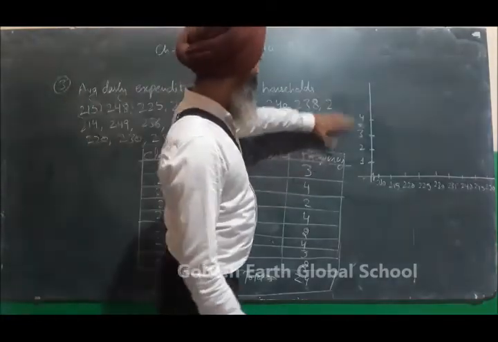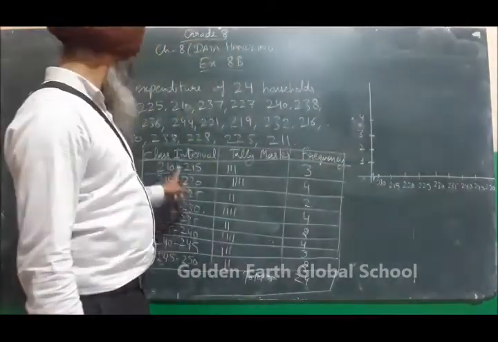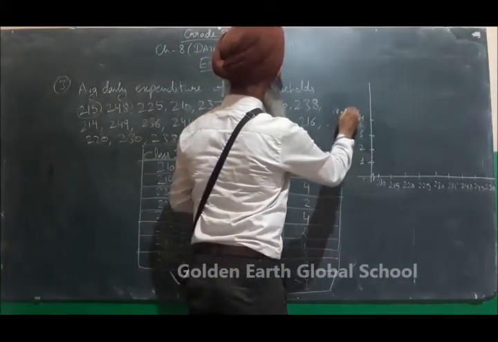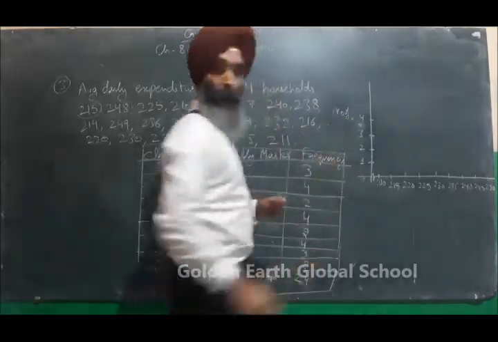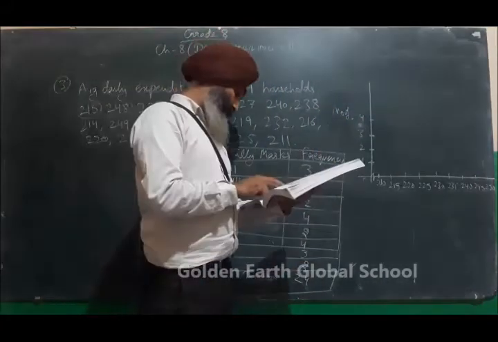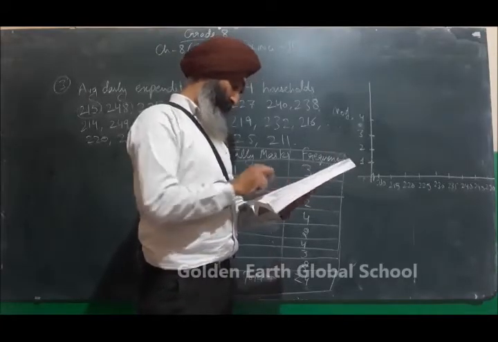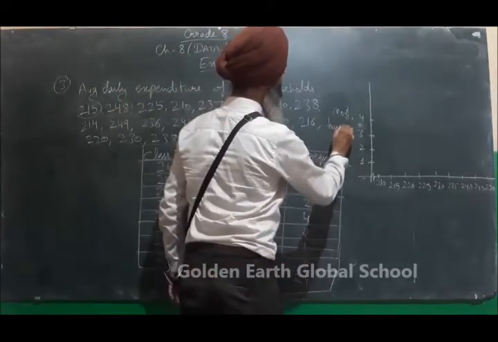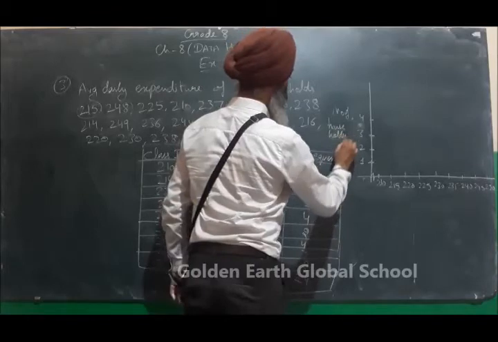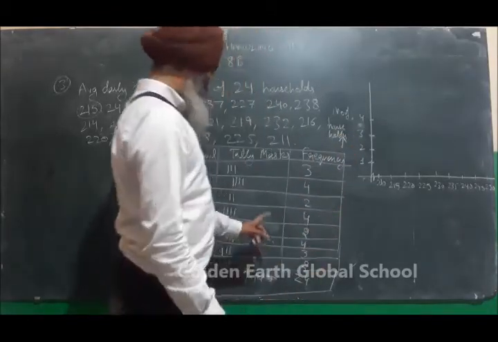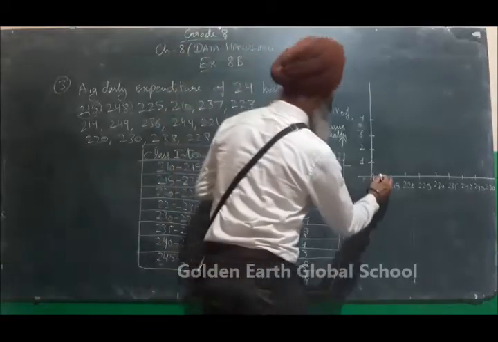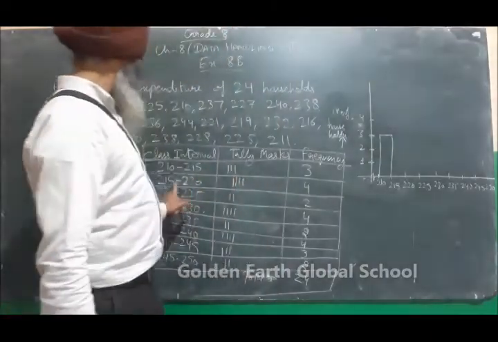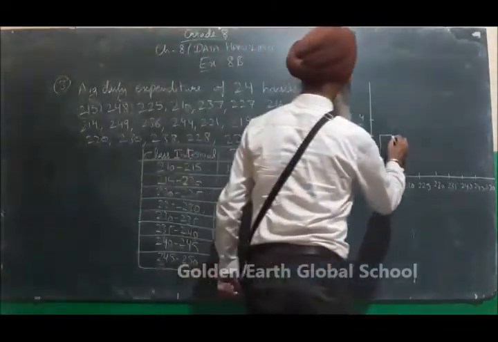So I have to raise it. These are the number of households, the household holders. So they are going upside. Now from 210 to 250, it is 3. So up to 3 you can make this bar. And 250 to 200, then it is 4.